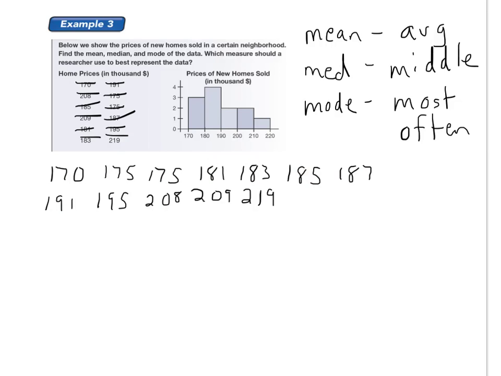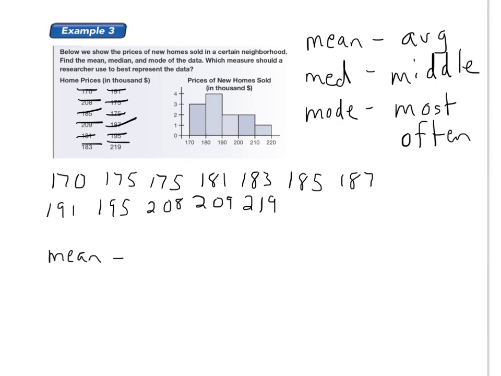Now, when we find the mean, remember that's the average. That means I want to add them all up and divide by how many numbers there are. So the first thing I'm going to do, this seems like calculator work, so I'm going to use a calculator to go ahead and add up all of these numbers. And when I do that, I get 2,278.